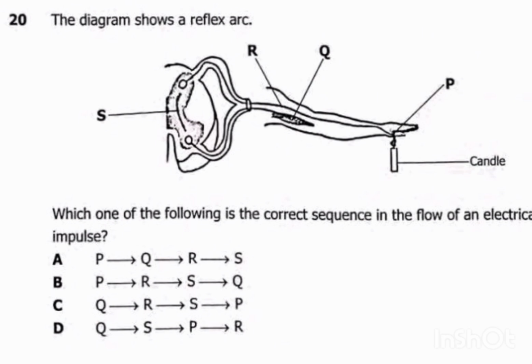Now the question is saying, which one of the following is the correct sequence in the flow of an electrical impulse? So how does an electrical impulse move in a reflex arc? They want us now to identify the correct sequence.